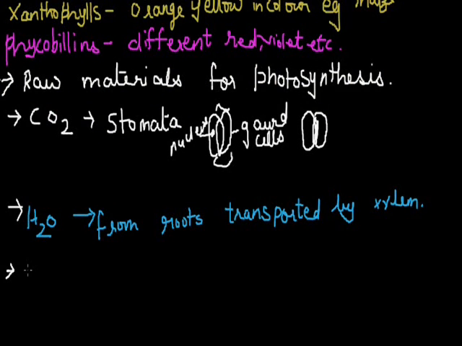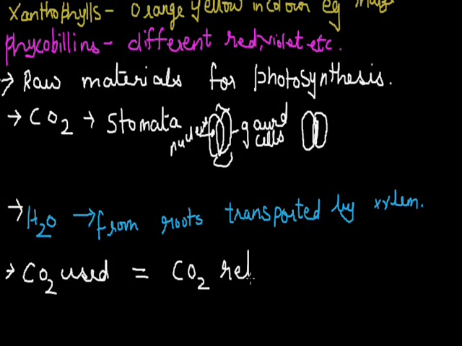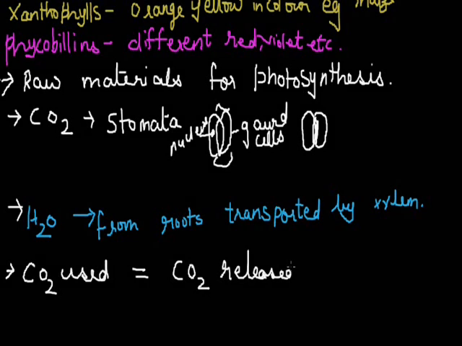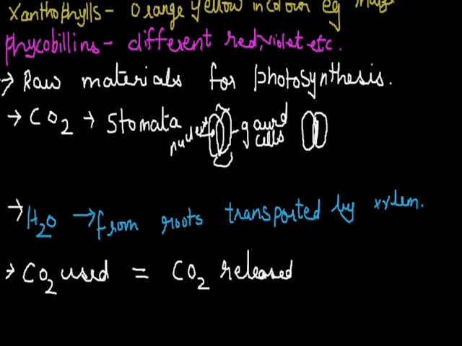The point at which the amount of CO2 used during photosynthesis becomes equal to CO2 released during respiration is called the compensation point.